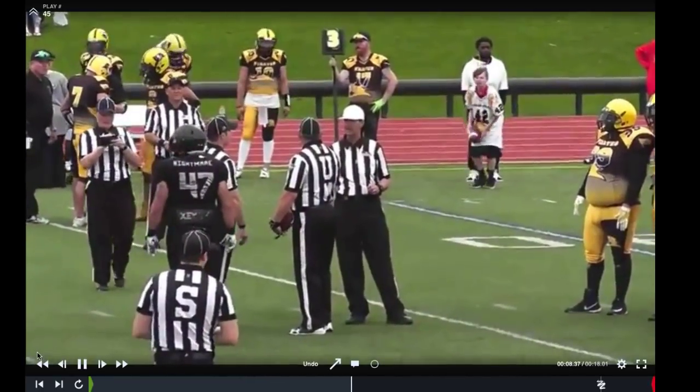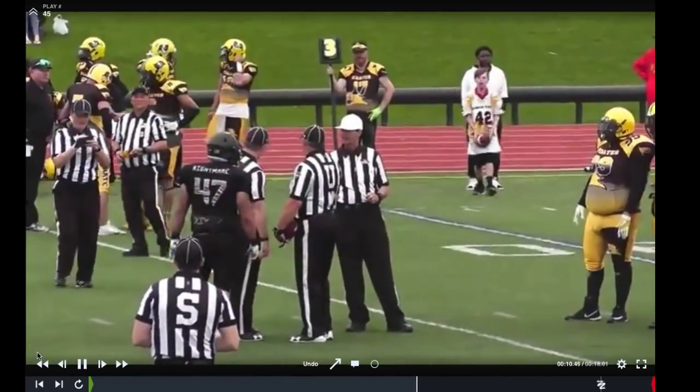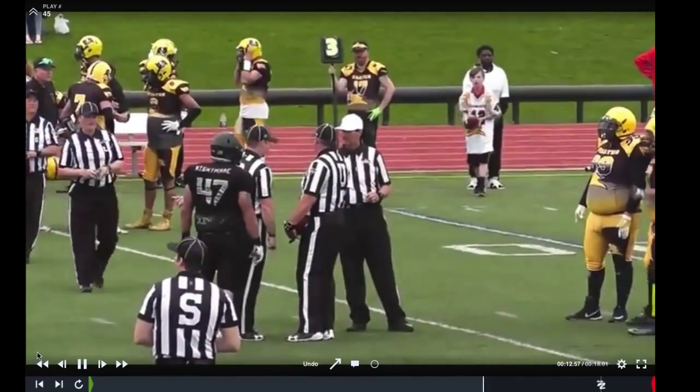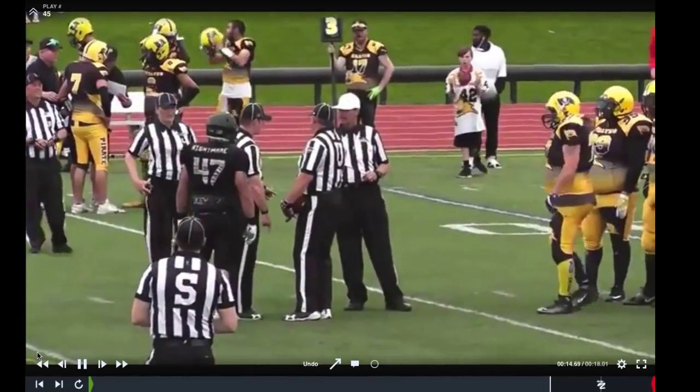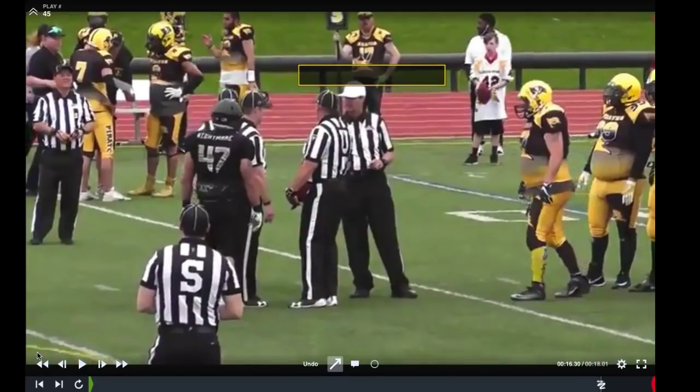Okay, at this point, we're still, it's a 15-yard penalty. It's added on to the end of the run. If you got to cross the line of scrimmage, it's added on to the end of the run. It should not be taking this long. 15 yards, let's mark it off, and let's go.